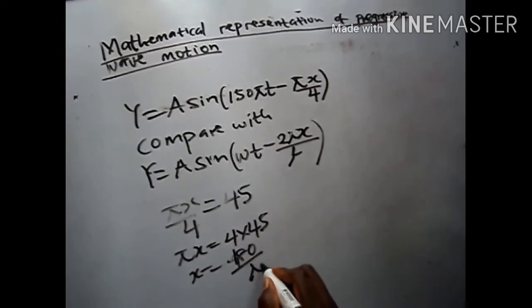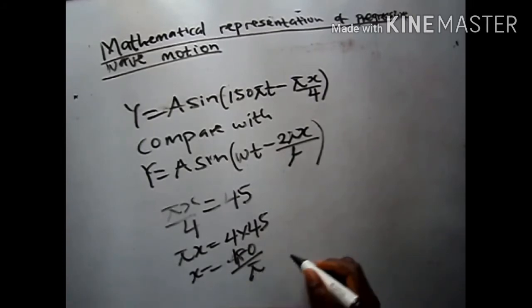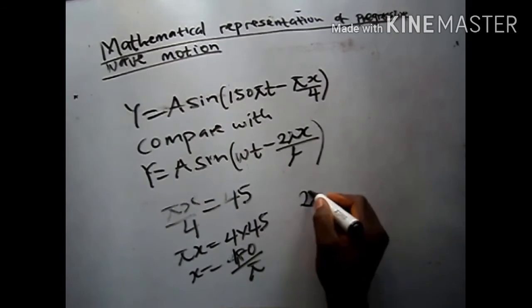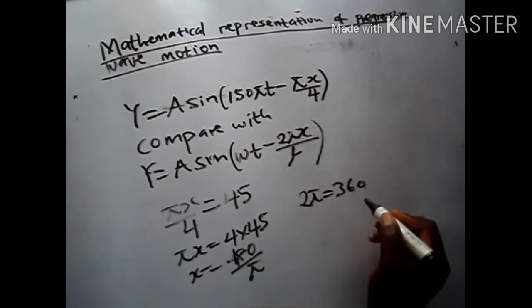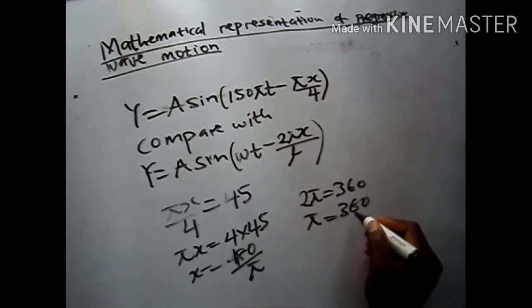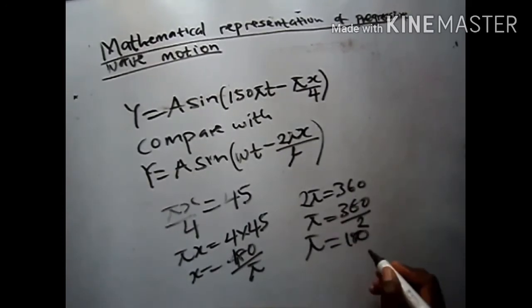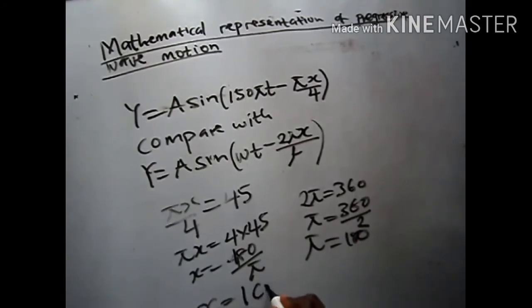divided by pi. And from your trigonometry, you know that your pi is 180 because 2 pi equals 360. You get it, right? Now your pi equals 360 divided by 2, then pi equals 180. You get it, right? So here our x equals 1 centimeter. Good.